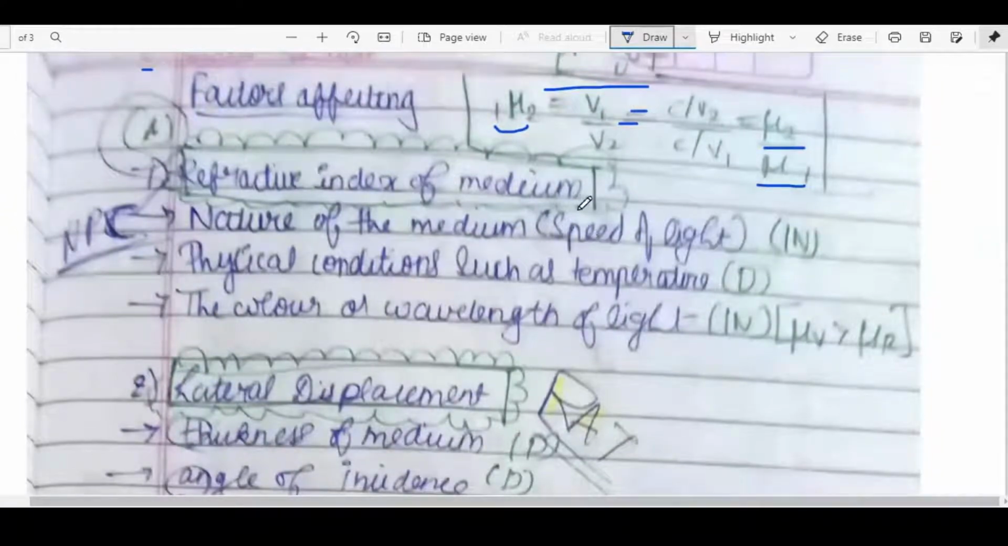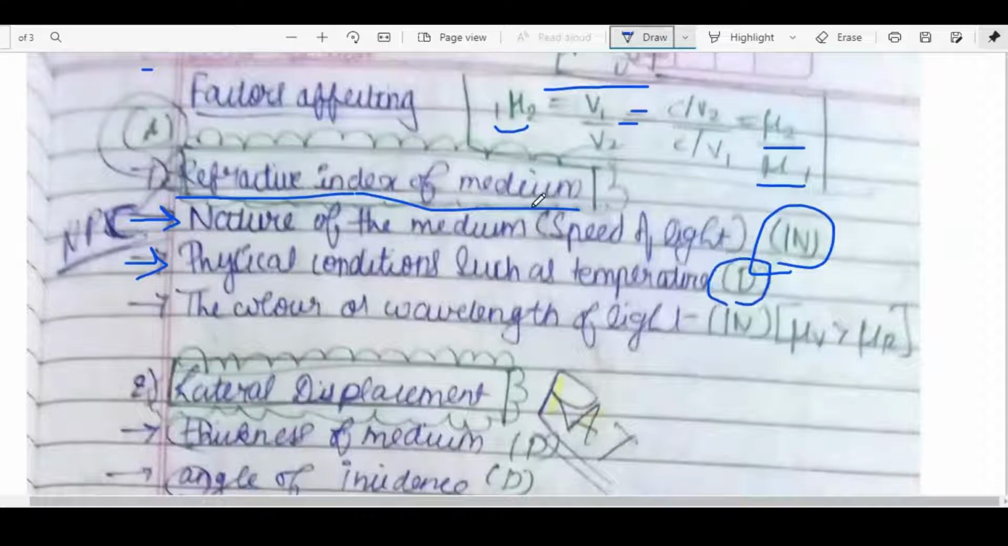Factors affecting the refractive index of the medium. First of all, it is the nature of the medium, that is the speed of light, so it is an inverse relation. Secondly, physical conditions such as temperature have a direct relation with the refractive index of the medium. Thirdly, the color or wavelength of light is inversely proportional. So, the refractive index of violet is more than the refractive index of red light.